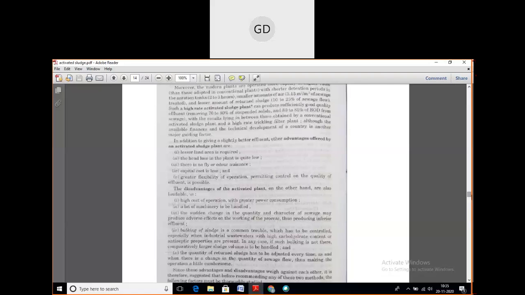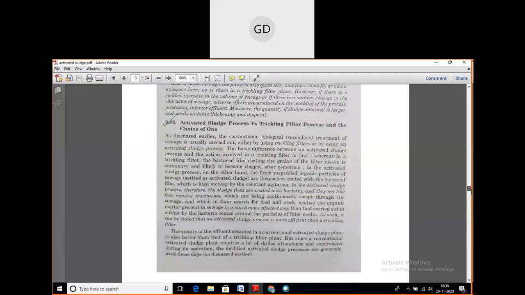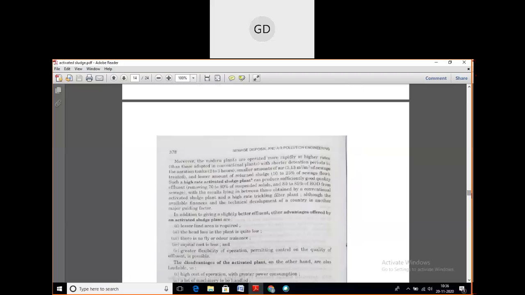So there are some advanced questions. A question might be asked like this: between the activated sludge process and the trickling filter process, which one would you prefer, and why? Or a question might come like, what are the advantages of the activated sludge process over the trickling filter process? It is the same question. So you have to know the advantages and disadvantages of the activated sludge process also.